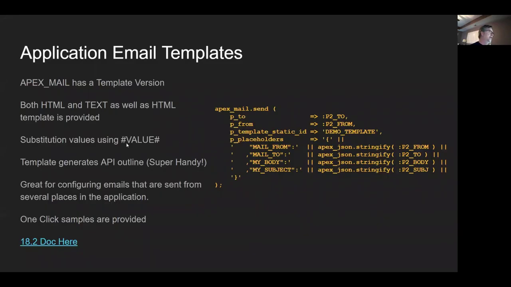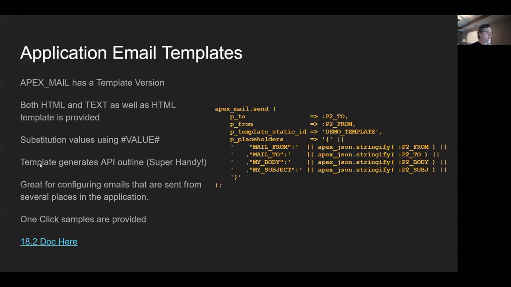Now, I mentioned the little hashtags. This is how it does substitution values. It uses a hash, some type of value, and another hash. So in this case, for my example here, mail from is just in my message surrounded by hash values. So this is the same type of structure that the HTML templates use in Apex.